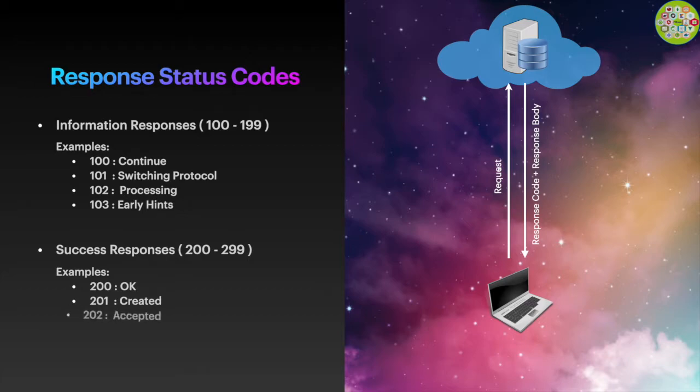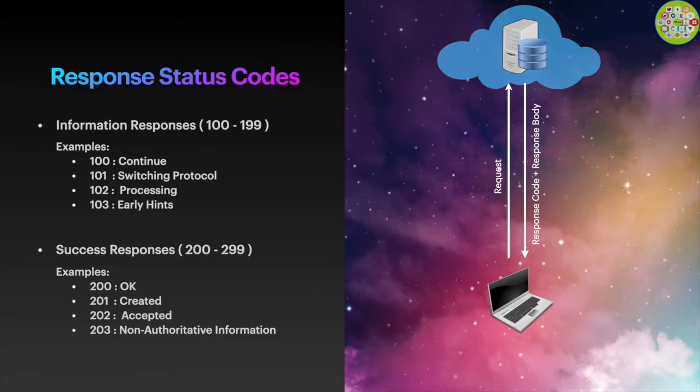The third one is 202, accepted. This means the request has been received but not yet acted upon. Then we have 203, that is non-authoritative information. This response code means the returned meta information is not exactly the same as is available from the origin server, but is collected from a local or a third-party copy. This is mostly used for mirrors and backups for another resource. Except for that specific case, the 200, OK response is preferred to this status.